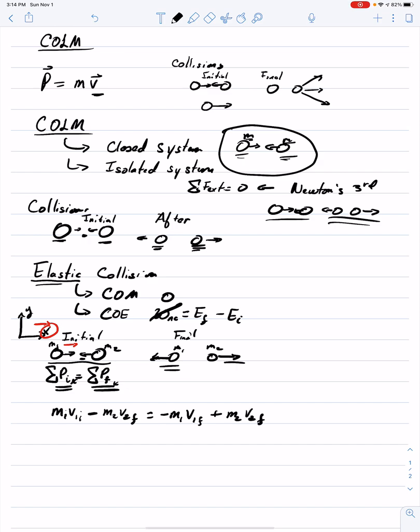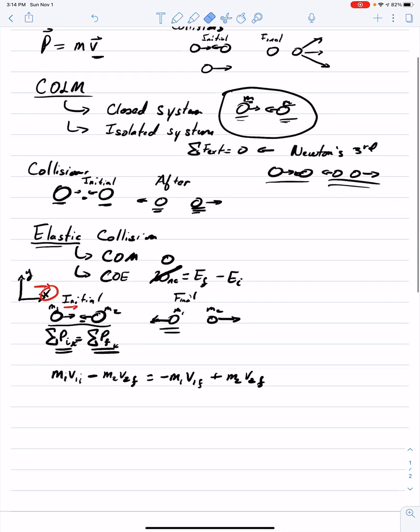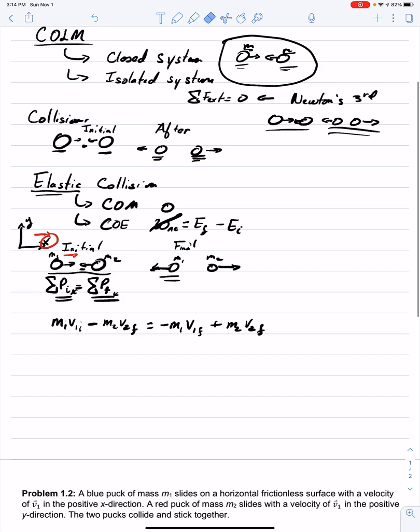Notice, because now it is going in this direction, it is positive. Now I can solve for any of these, whatever they are asking me for, and we're going to do a problem pretty soon. If they're asking me to solve for velocity final, I can. If they're asking me to solve for velocity initial for 2, I can, because I have set up my equation.